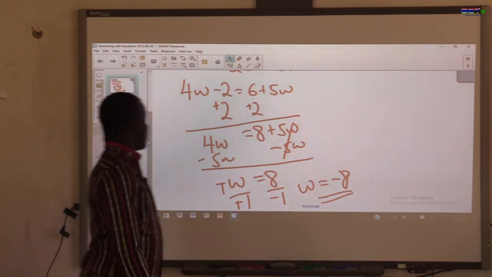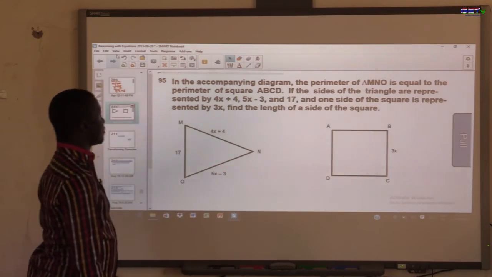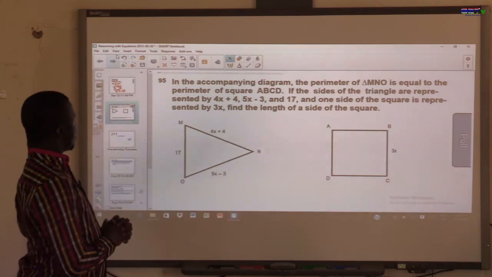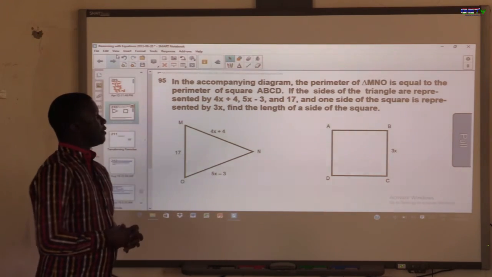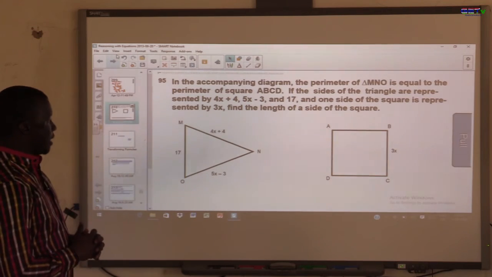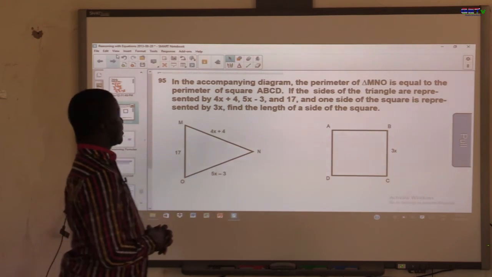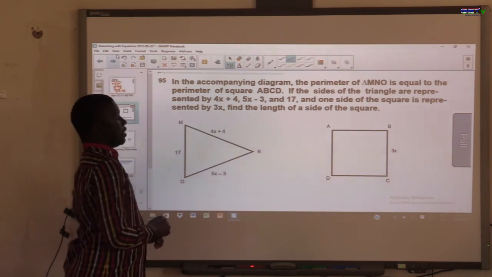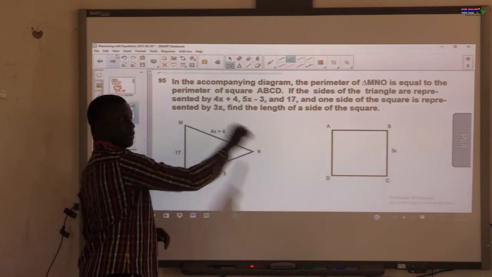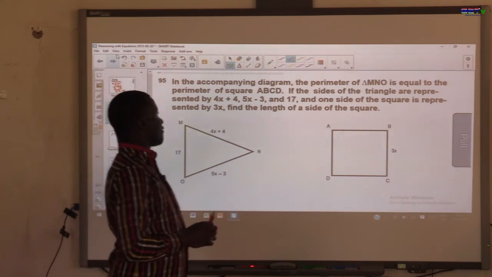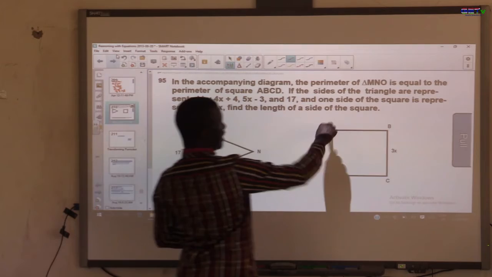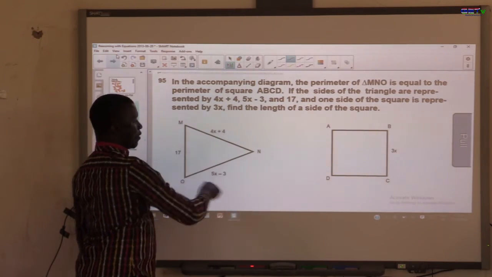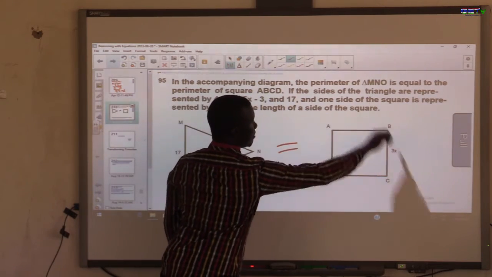Okay. Let us move on to the final question, and this is a word problem. I would like us to do this one together as we have been doing. The question reads: in the accompanying diagram, the perimeter of triangle MNO, which is the distance around the triangle, is equal to the perimeter of the square ABCD. So therefore, the perimeter of the triangle equals the perimeter of the square.